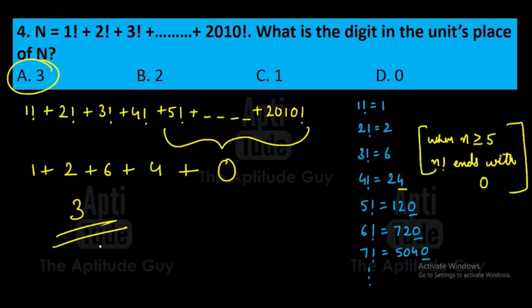Alright, so this is an example of a question which did not use power cycle at all, but still it's a units place problem. Any doubts over here, definitely ask me in the comments. If there are no doubts, let's move on to question number 5.